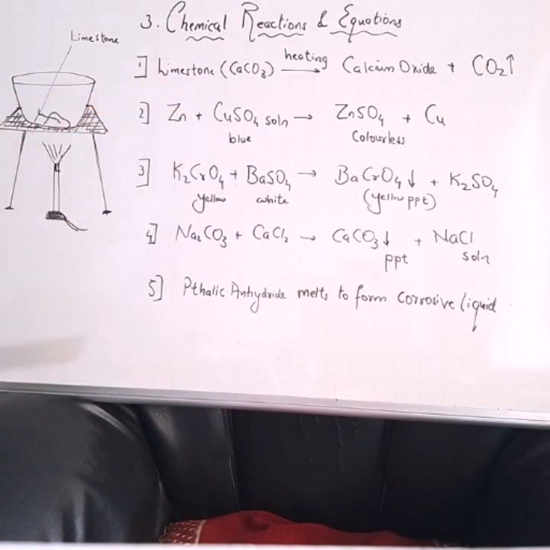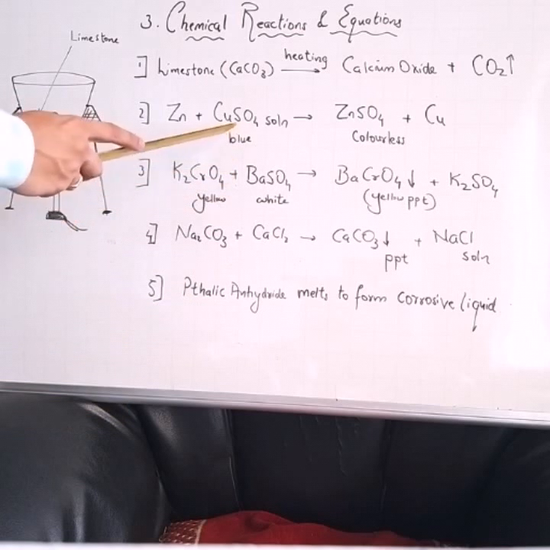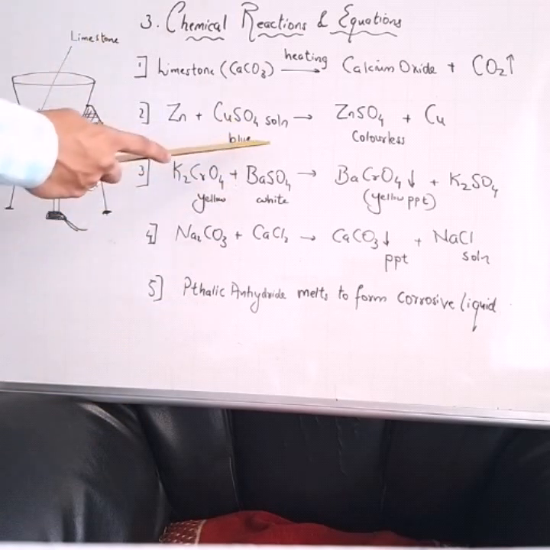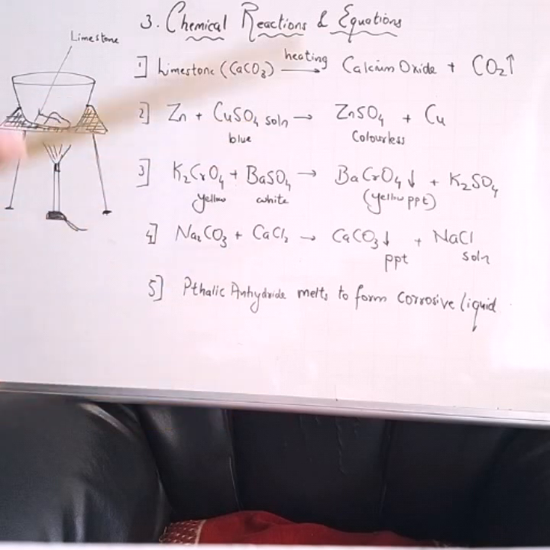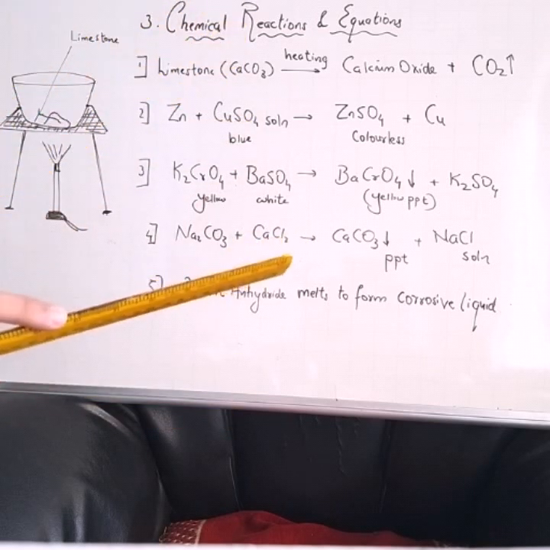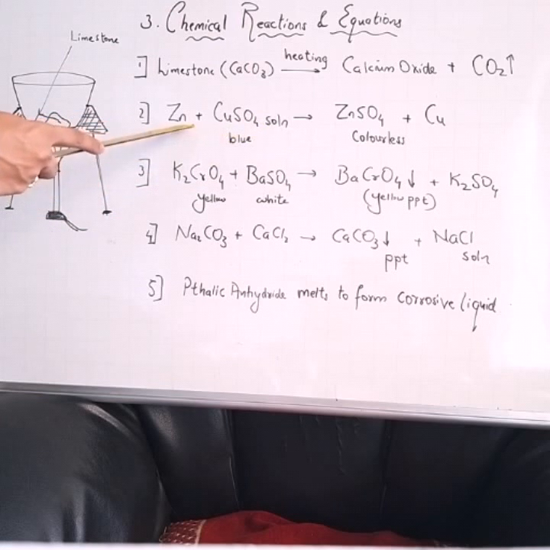Now in the second observation, what is done? We have taken a copper sulfate solution, which is blue in color. What is copper sulfate solution? Copper sulfate crystals, when dissolved in water, we get copper sulfate solution, and zinc powder is added to it.